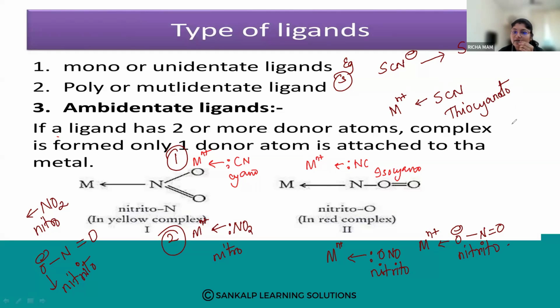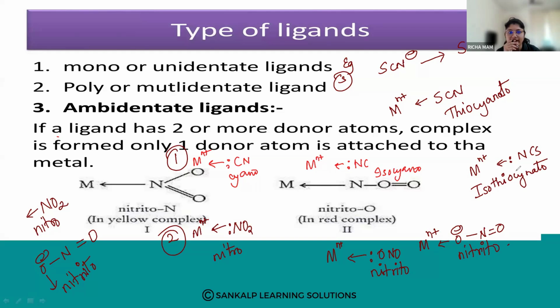And when it links through nitrogen, NCS, I'll write it here, to the central metal atom, then it forms isothiocyanato. Is it clear? So these are the three examples. Write all these three examples.